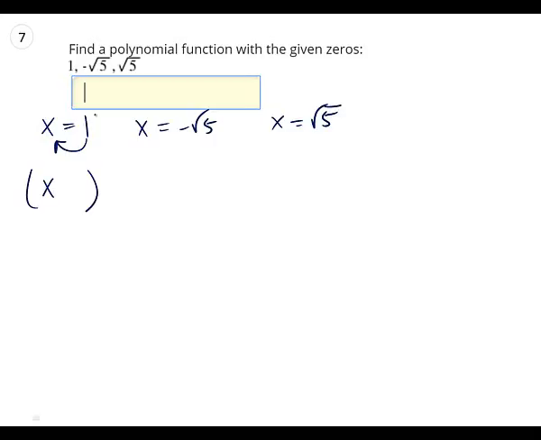So x, what do I do? How do I move the 1? Subtract it. How do we move this negative square root of 5? Add it. How do I move the square root of 5? Subtract it. Good. Notice the back two are what? What do we call those? They have a special name. They're conjugates of each other.